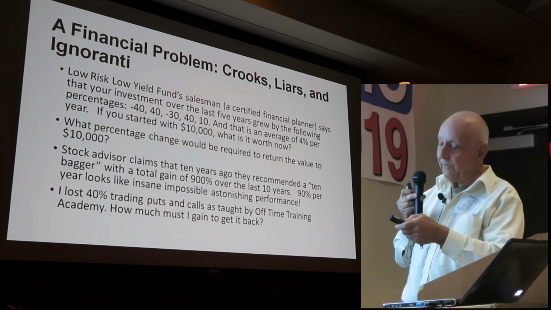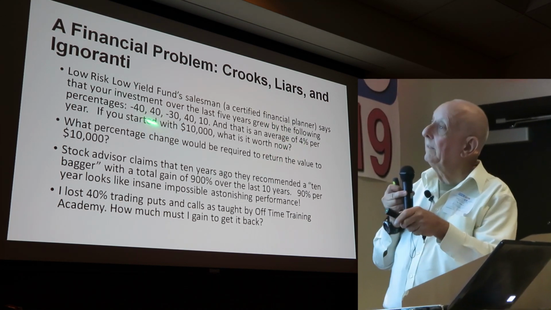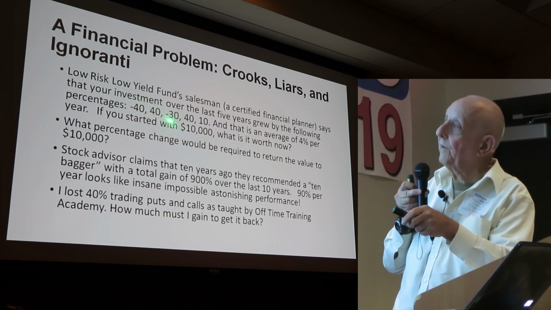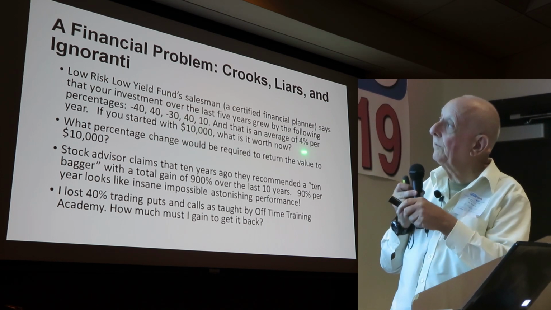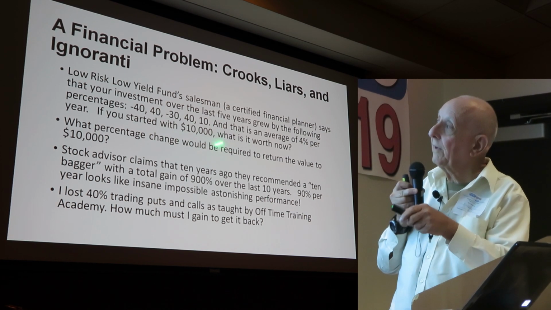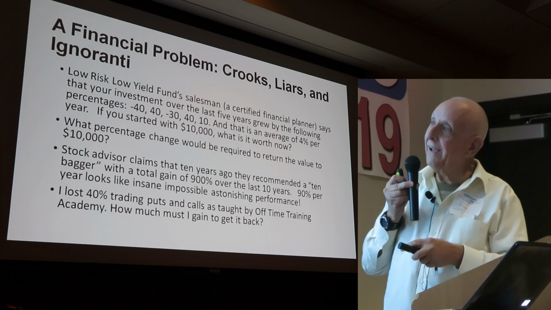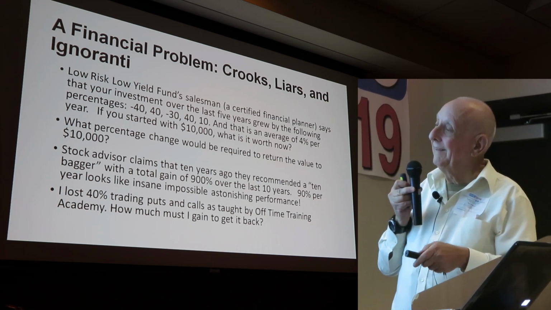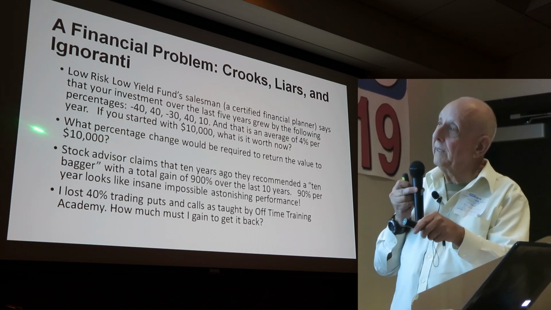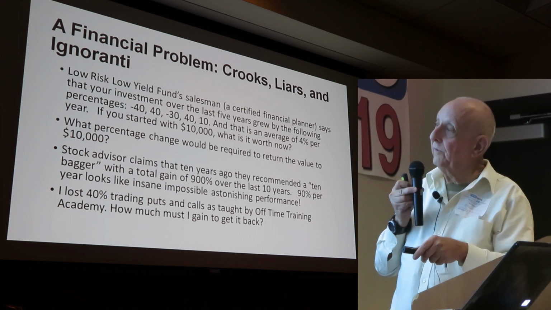So here you're trying to find what's your average yield. So your fund salesman will say we average 40 and minus 40 and average these numbers, and that's an average of 4% per year. So if you start with $10,000, what's it worth now? Well, not so fast, you know. And then this once again has to do with going up and down by the same amount. Turns out you need different percentages.